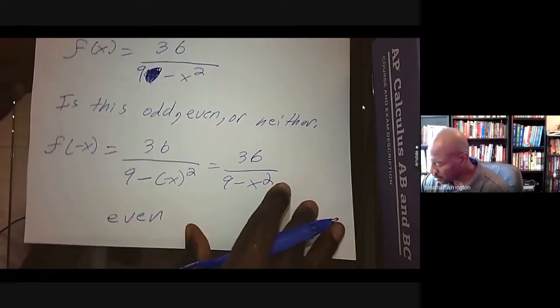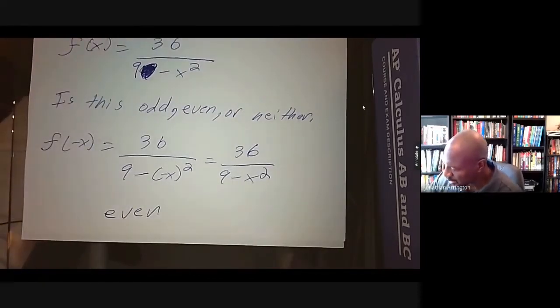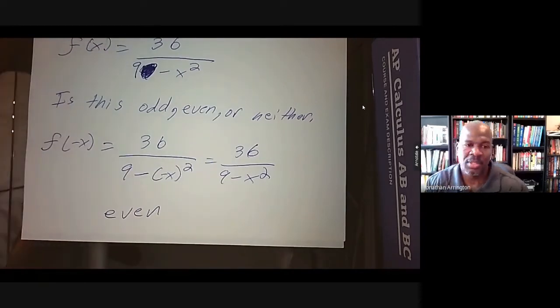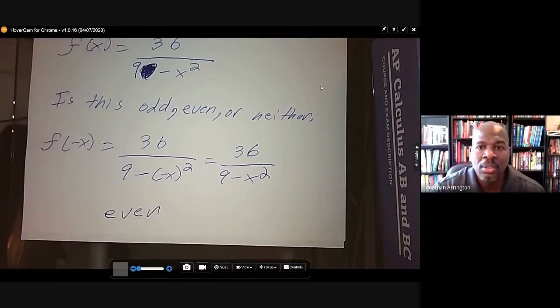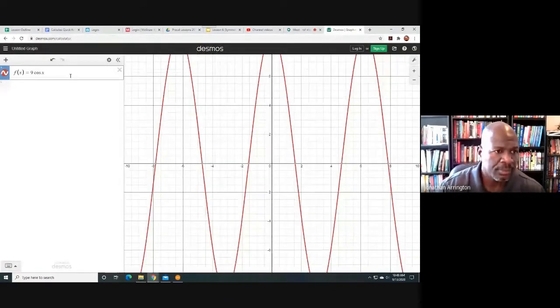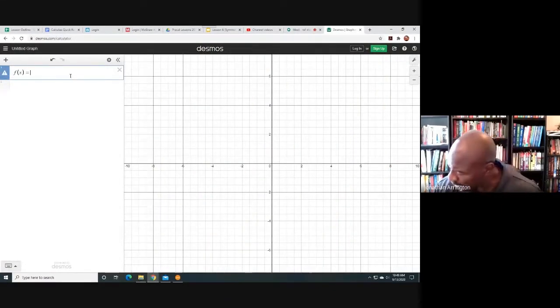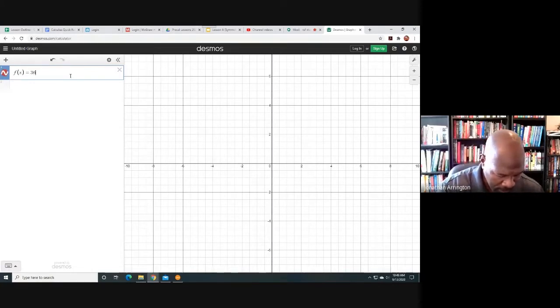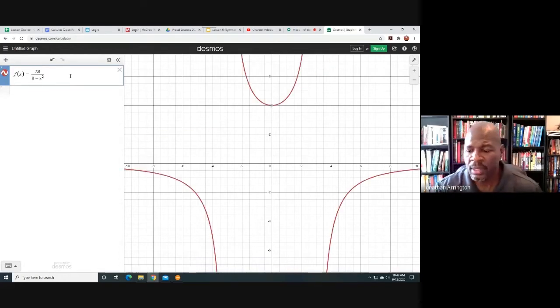And if we can graph it, of course. So let's say for whatever reason we couldn't figure out what f of negative x is. Okay, then our other option is to graph this function. So I'm going to go to Desmos and graph this guy. So if we graph it, we have 36 over 9 minus x squared. And there's the graph.